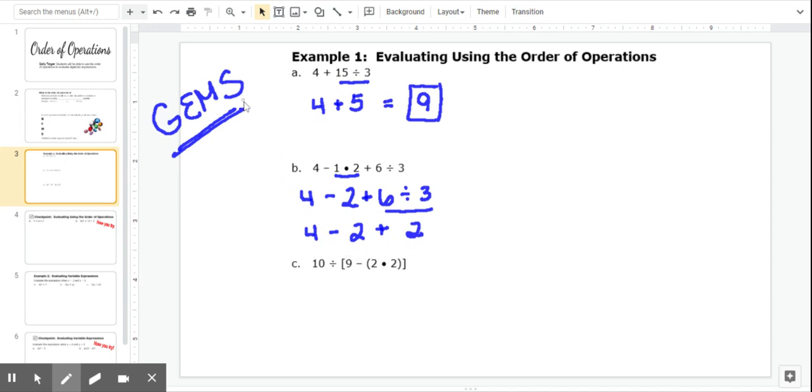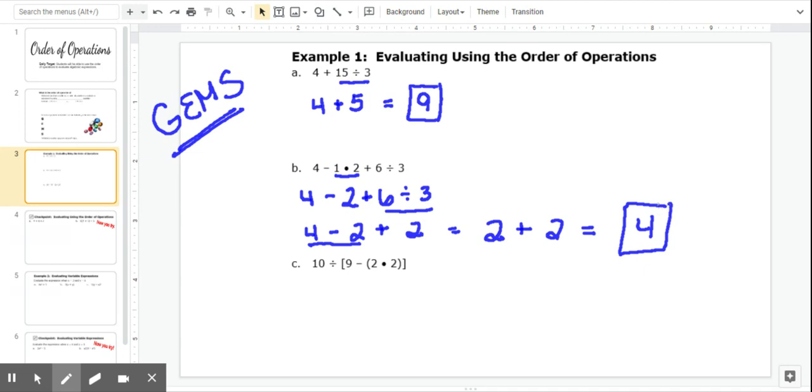Final step, I need to either subtract or add, again in order from left to right. So starting from the left, I see subtraction first. 4 minus 2 just gives me 2. Drop down the part that we did not underline, so plus 2. And now I can finish it off. 2 plus 2 just gives me 4.